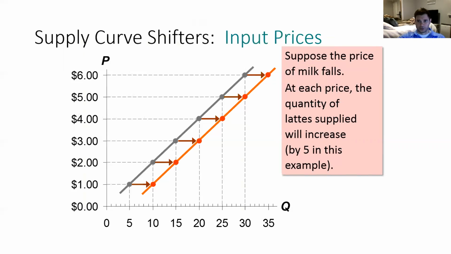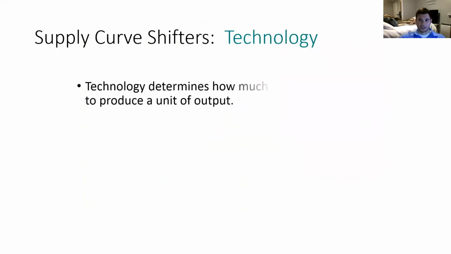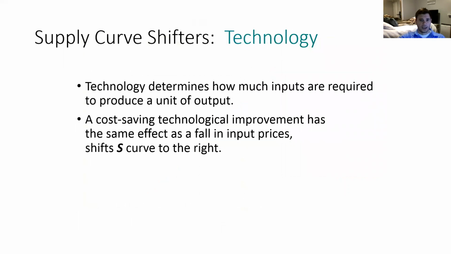The other important shifter here, again related to the cost of production, is technology. Technology determines the rate at which we are able to convert inputs into outputs. And anytime we have some sort of cost-saving technological improvement, this is going to have a very similar effect as a fall in input prices, which we modeled as something that makes production cheaper. Anytime we have a technological improvement that makes production cheaper, the supply curve is going to shift to the right.